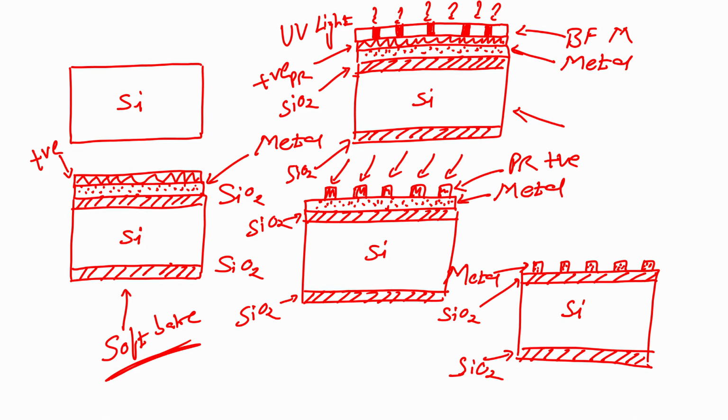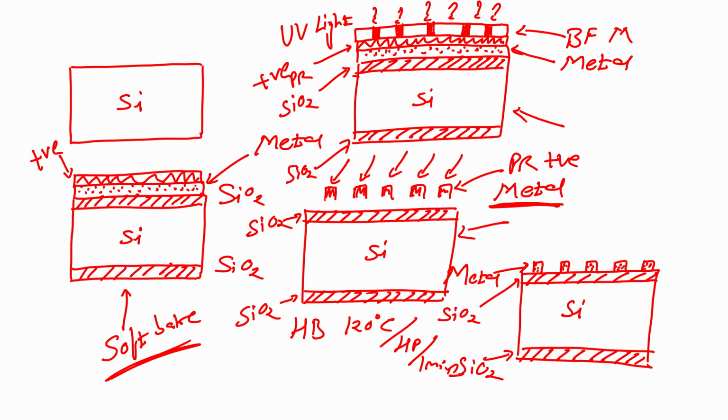The next step would be hard bake. After I perform hard bake at 120 degrees centigrade on a hot plate for 1 minute, I will dip this wafer in a metal etchant. When I dip the wafer in metal etchant, what will happen is that the area which is not protected by photoresist, the metal will get etched. You can see in the figure, the area that was not protected by photoresist will get etched in the metal etchant.